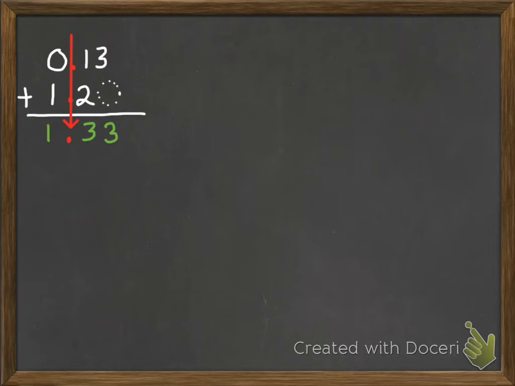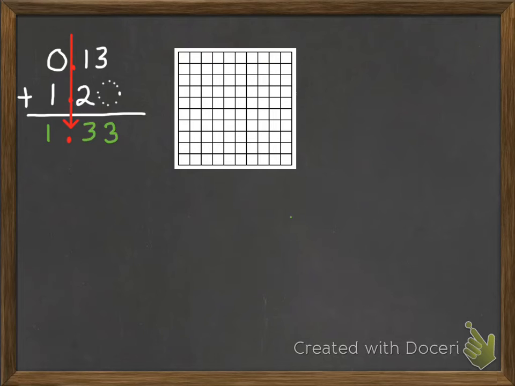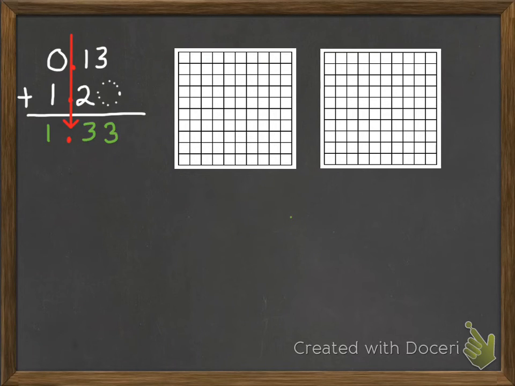Now this next part you don't have to write down, but I want to show you what it would look like with a hundredths grid. So here are my hundredths grid. I'm going to start off with my first number. I have 13 hundredths, so I'm going to color in 13. 13 of the hundredths are colored in, and I'm going to add 1 whole and 2 tenths, or 1 whole and 20 hundredths. Same thing.